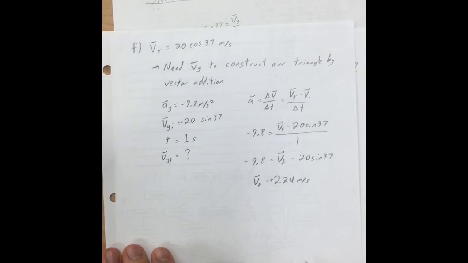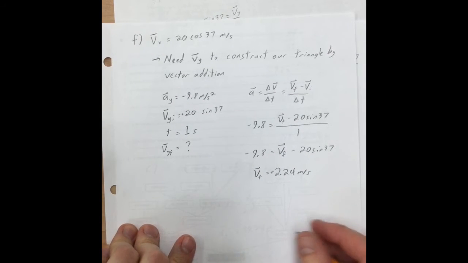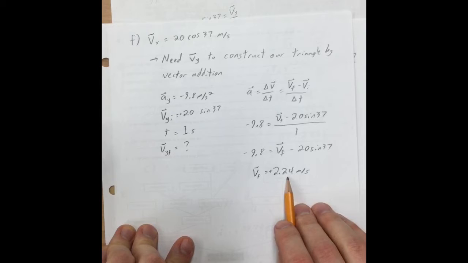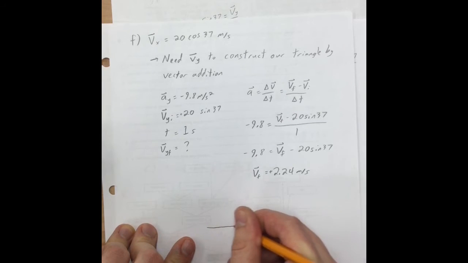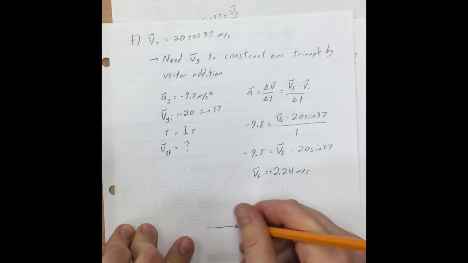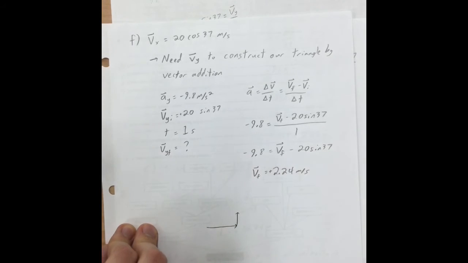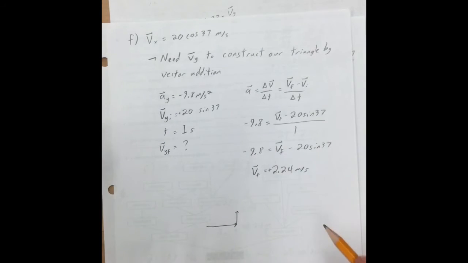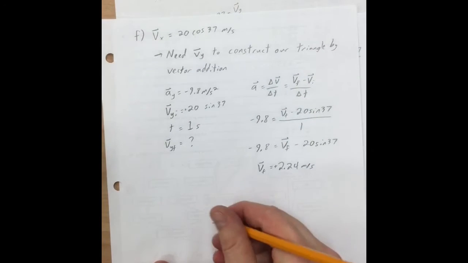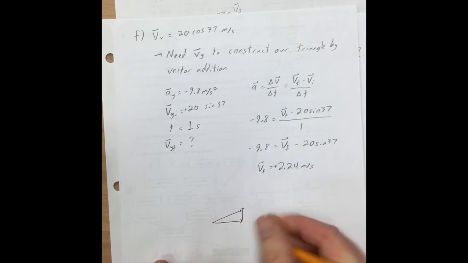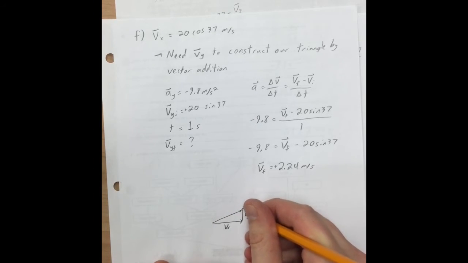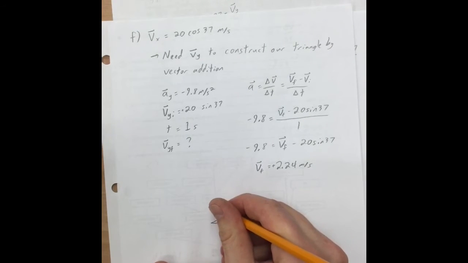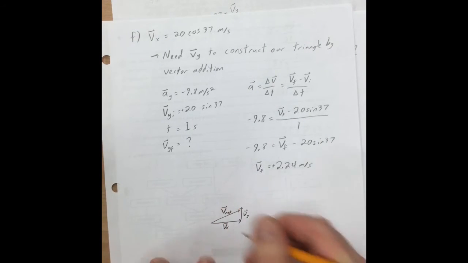So that means at 1 second, we have a y velocity of positive 2.24 meters per second. X velocity is that 20 cos 37. So let's draw our triangle. We have an x velocity pointing that way. We have a y velocity pointing that way. Y is significantly smaller than x, so I'll just try to draw it somewhat to scale. Here's Vx. Here's Vy. And here is V net, overall net velocity.